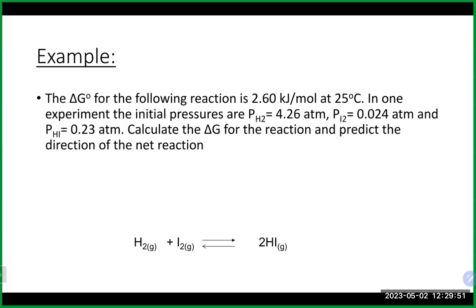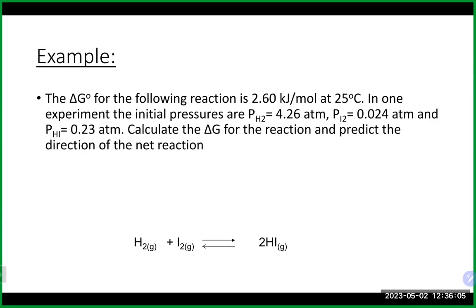All right, one last one here. The delta G naught for the following reaction is 2.6 kilojoules. In one experiment, you got a pressure of H2 of 4.26, I2 0.024, and HI of 0.23. What is the delta G of this reaction? And which way should this reaction be headed? Okay, let's take a look.